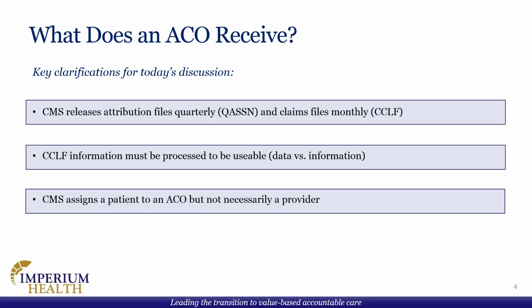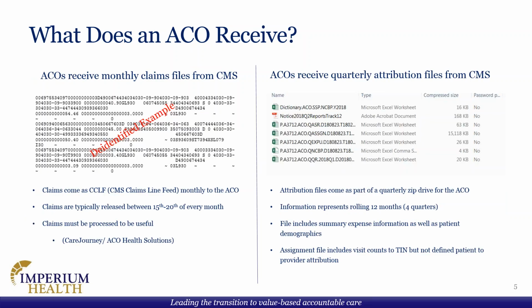And we know that Medicare is going to assign those patients to an ACO. And as much as possible, they're going to assign them to a provider, but they don't necessarily tell us exactly which provider they're trying to assign that patient to. And Imperium Health, along with our analytics partners, will do our best to replicate that attribution methodology that CMS uses to ensure that every patient is attributed to the right provider, while also being able to take advantage of that claims data coming into the ACO, so that we know which patients should be attributed to which providers.